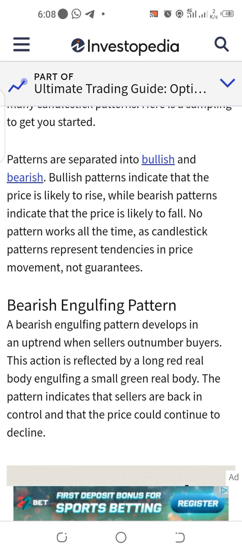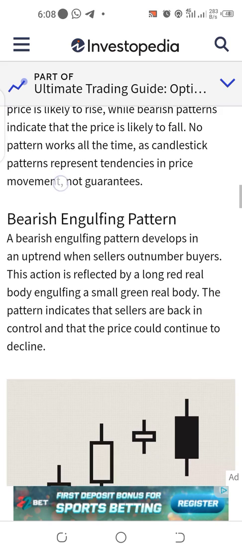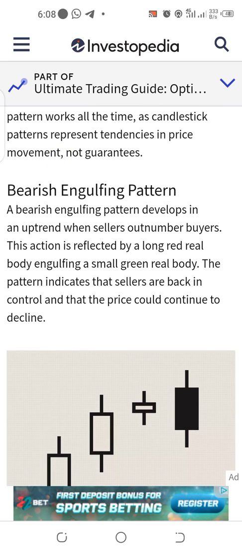Now, the bearish engulfing pattern. Of course, we said that a bearish engulfing pattern means the price is coming down. The coin has been going up, and it has formed a pattern that indicates a reversal. That means it's no longer going to go up; it's going to come down. So now a bearish engulfing pattern develops in an uptrend.